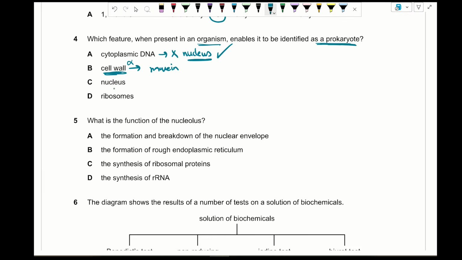C, nucleus. We've just mentioned that prokaryotic cells do not have a nucleus and they have naked DNA in their cytoplasm. For D, ribosomes. Yes, prokaryotic cells do have ribosomes. However, eukaryotic cells also have ribosomes. Here they did not specify whether it's 70S or 80S ribosomes. Therefore, this is too vague and cannot be correct. Therefore, the answer is supposed to be A.